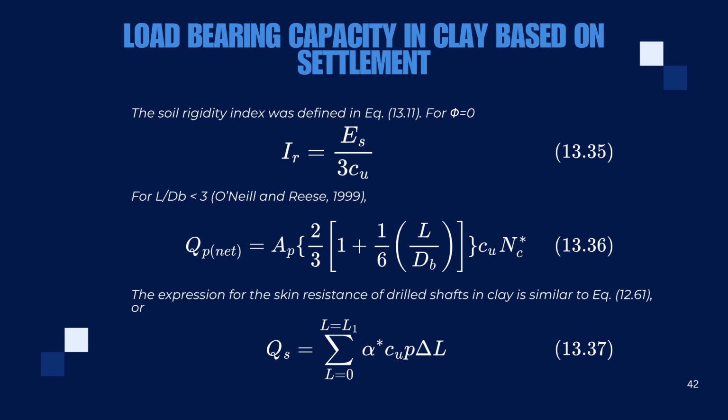Aside from the point resistance at the base, drilled shafts also develop skin resistance along their length. In clay, the skin resistance equation is very similar to that of piles. It is computed by integrating the adhesion alpha times Cu along the perimeter of the shaft. This adhesion factor alpha depends on the relationship between the soil cohesion and the atmospheric pressure.